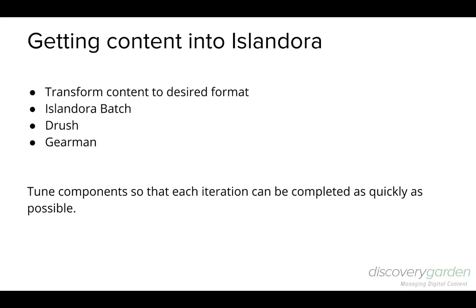Because it's a batch framework, you can run sets of objects as a group in a batch set, and you can revert that batch set at the same time. So if something doesn't work out with a single batch, you can roll that batch back without affecting the rest of your repository.